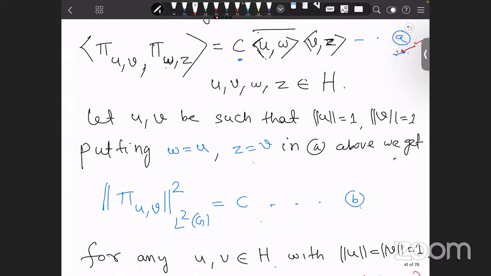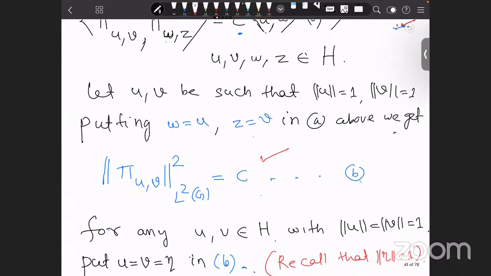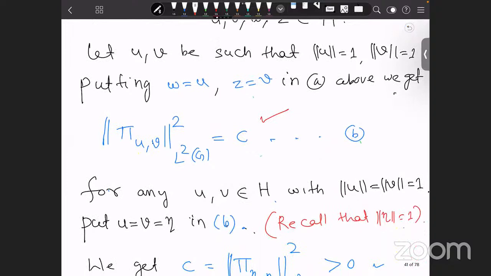Let u comma v be such that norm of u is equal to 1 and norm of v is equal to 1. Putting w equal to u and z equal to v in A above, we get this thing. I will get that the L2 norm square of pi u comma v is equal to this constant C. And that will happen for any u comma v in H with norm u equal to norm v equal to 1.